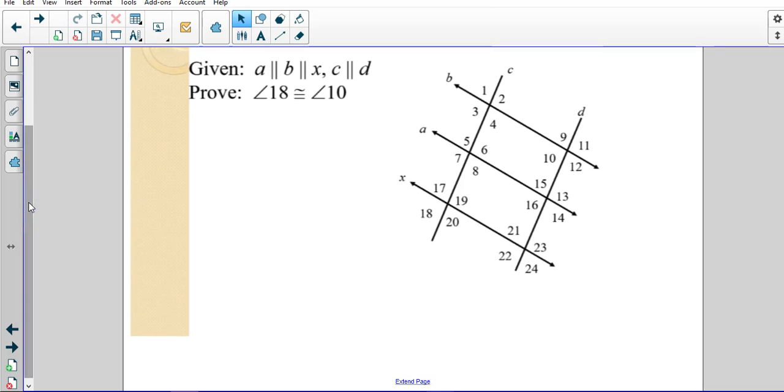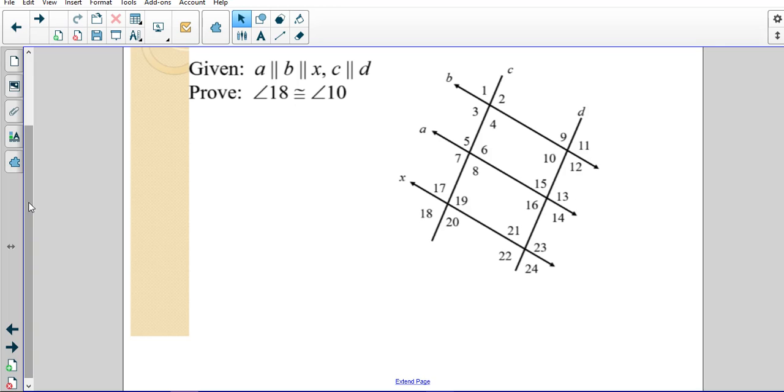Okay, A to B to X again. A parallel to B, parallel to X, and C is parallel to D. Given. Now, 18 and 10. Here's 18, and here's 10. Again, I would imagine just erasing those. Let's just add a little variety. I'm going to go from 18 to 19. 18 is congruent to angle 19. Vertical angles. You say vertical angle definition.